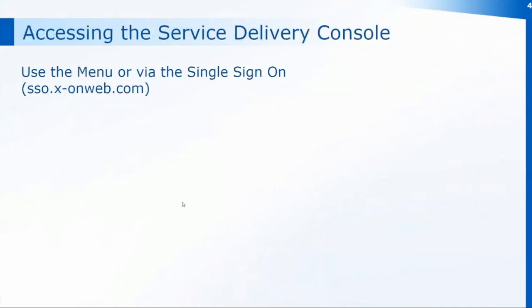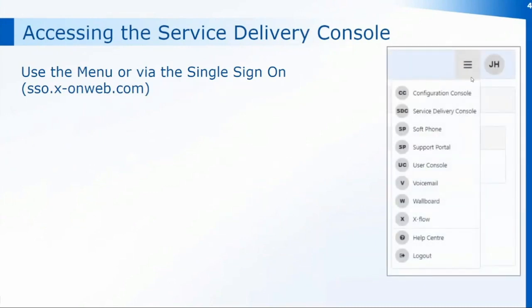So we're going to look at accessing the Service Delivery Console first. Now, if you're already logged into one of the other consoles, you can use the menu, which is the 3 lines just next to your initials in the top right-hand corner of any of the Surgery Connect consoles. You can then navigate to the Service Delivery Console directly from that menu.